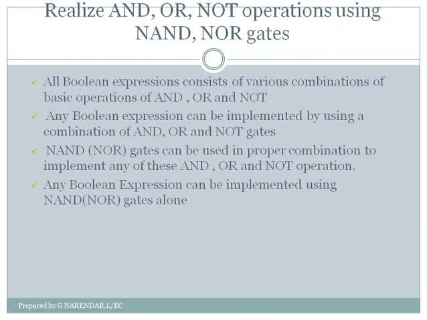So finally we can say that any Boolean expression can be implemented by using either NAND gates or NOR gates alone. To implement any Boolean expression by using these gates alone, first we have to see how to implement the basic operations by using NAND gate alone or NOR gate alone. So we'll see in the next slide how we implement these basic operations by using either NAND or NOR.